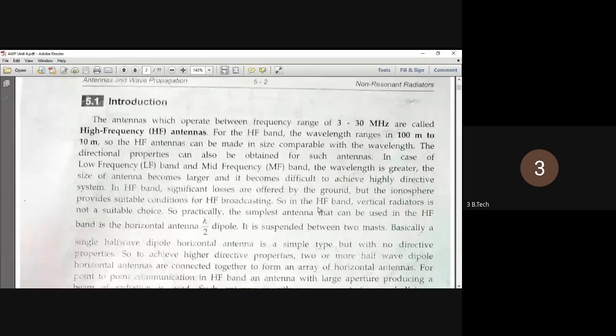Okay. But when we come to the low frequency LF band and mid frequency band, here the wavelength is greater, so the frequency will be less, since lambda is equal to c by f. If wavelength is greater, frequency will be less. So the size of the antenna becomes larger, and if the size is more, we cannot achieve a highly directive system. That is, we cannot get more gain and more directivity.